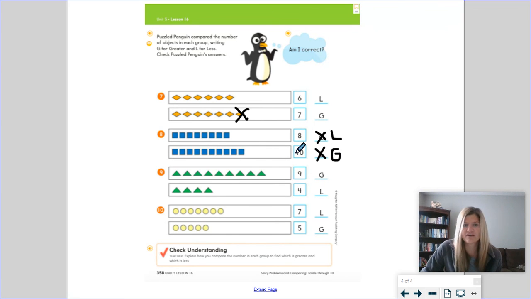Again, Puzzle Penguin forgot to do what? You're right. Cross out to make the groups equal. So I'm going to cross out 2 squares so that my groups are equal, which means the same. I want you to check Puzzle Penguin's work for number 9 and for number 10 and see if he made any mistakes. You be the teacher.